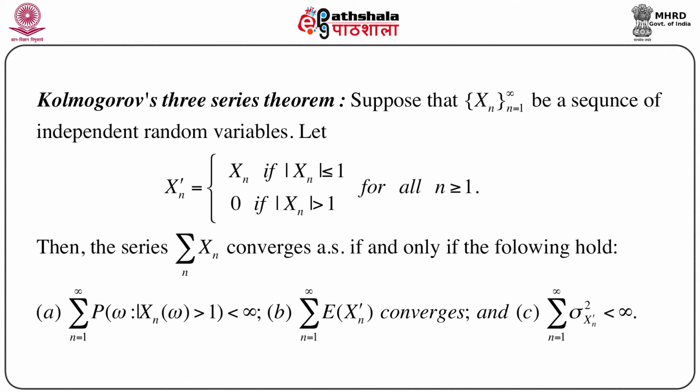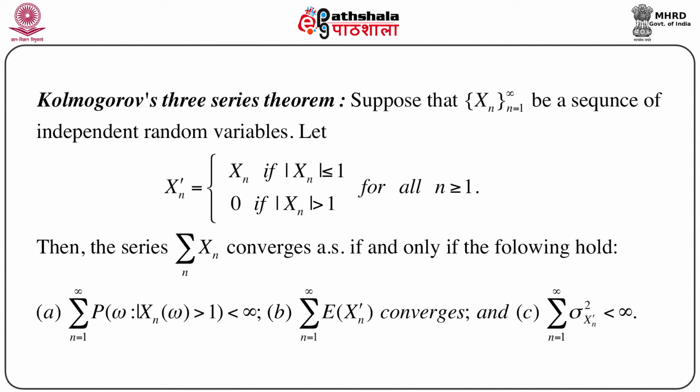Now, let us state Kolmogorov's three series theorem. Suppose that X_n, n equals 1 to infinity, is a sequence of independent random variables. Based on this sequence X_n, let us define another sequence, denoted X_n dashed, which equals X_n if modulus of X_n is less than or equal to 1 and 0 if modulus of X_n is greater than 1, for every n greater than or equal to 1.